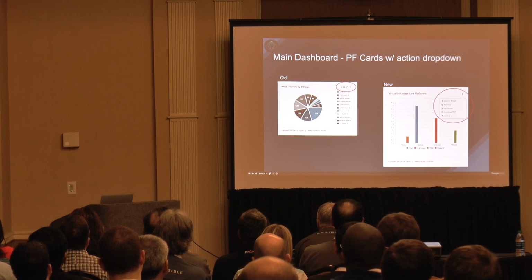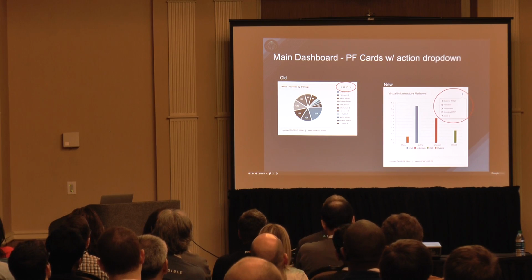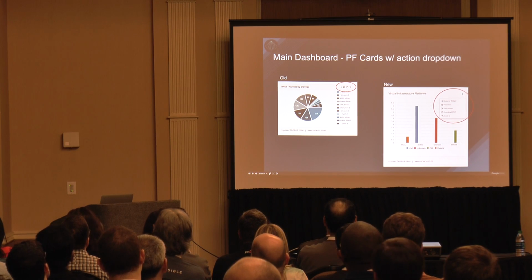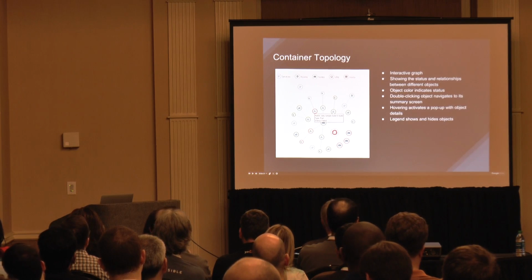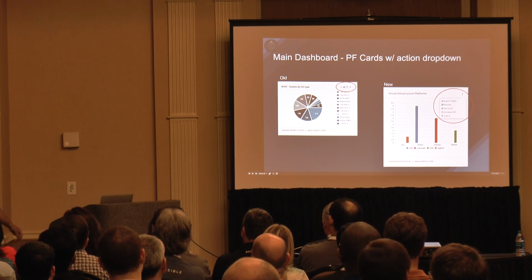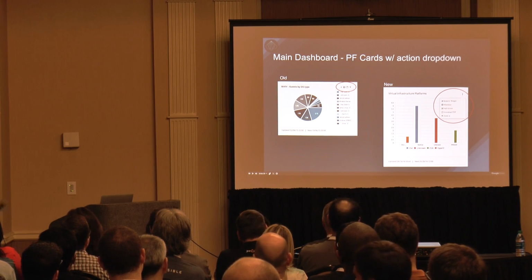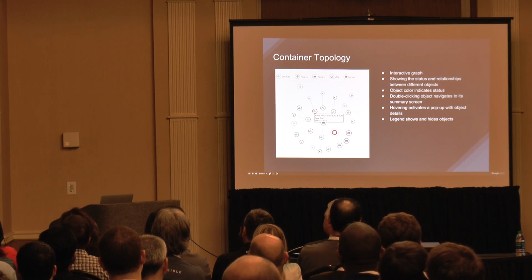The main dashboard widgets have been updated with patternfly cards, and the buttons along the top have been replaced with the ellipses, or the kebab, as we call it in patternfly, with the action buttons in the drop-down. What was that fancy reason you said before? To reduce visual noise. Reduce visual noise. All right, I'll talk about this one. Okay. And they're going to be covering this in the next one.